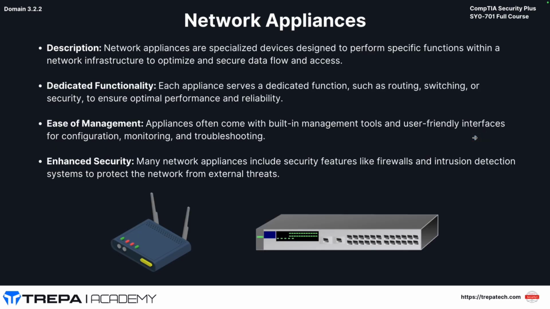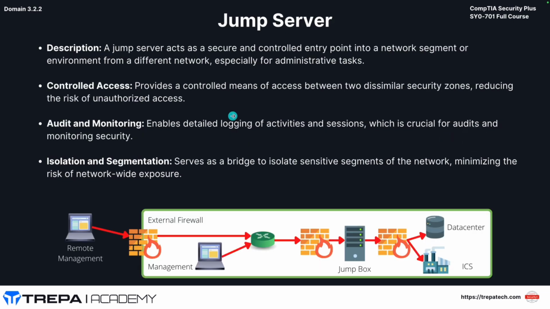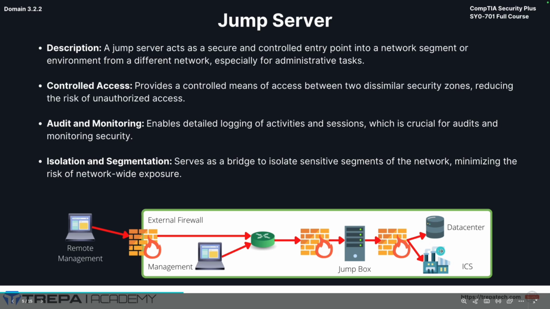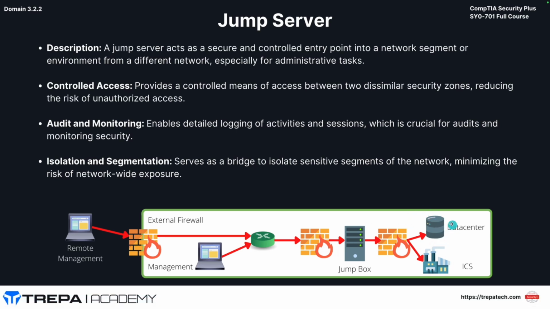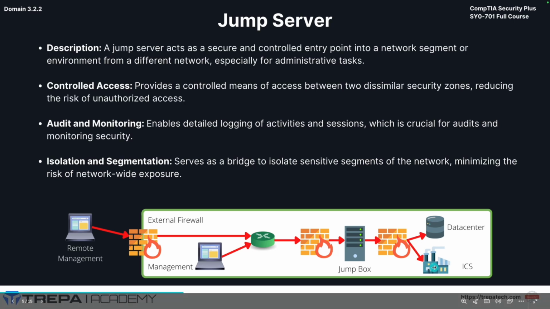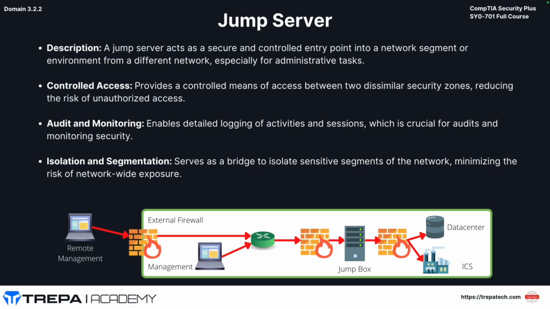Network appliances are just devices that live in your network that have a specialized purpose. So let's go over a jump server, sometimes called a jump box. This is a secure and controlled entry point into a network segment. I love this drawing we made down here because it explains a jump box perfectly. We have our data center, which would be our IT enterprise, maybe our domain controller, print servers, web server, storage. Then we have our ICS, our industrial control systems. That's OT, operational technology, our factory equipment, our sensors.